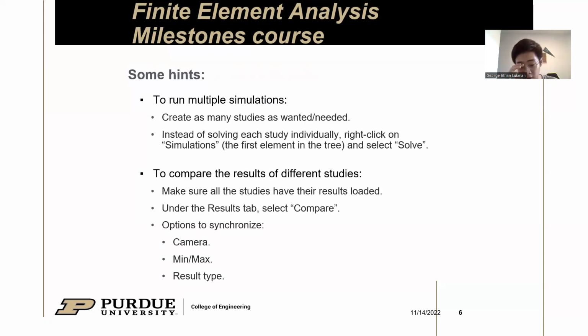Let me just go over that real quick. So when you're comparing results, you can compare a lot of things. Of course, last week in our assignments, I asked you guys to screenshot the displacement, safety factor, and stress. So that's actually one thing we can compare. Down here, we have result type. So we can pick, say, safety factor, and Fusion is automatically going to synchronize both models to show their safety factors. Same with minimum and maximum. It's going to show the minimum and maximum points of each study, but I'll show you guys that later.